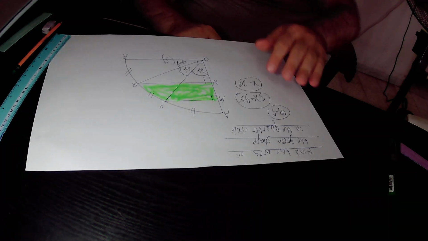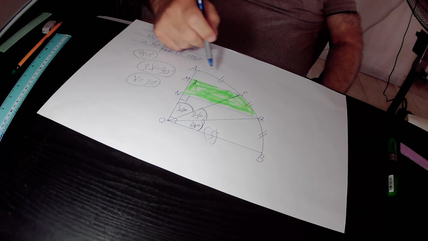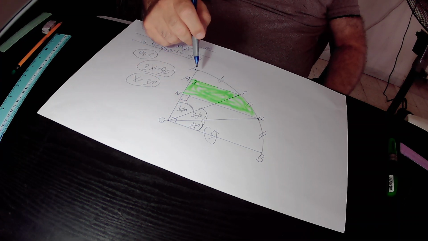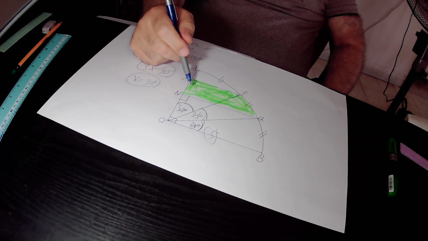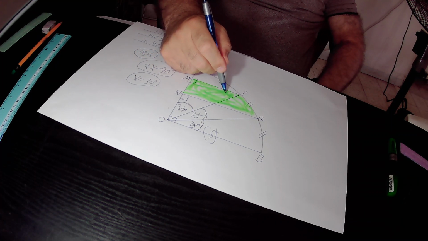In the next step, we'll focus on this right triangle, triangle MPO. In the right triangle MPO, this angle equals 30 degrees, this angle equals 90 degrees, and therefore this third missing angle must be equal to 60 degrees in its size.